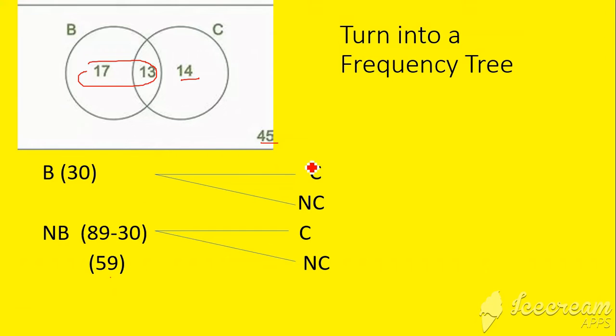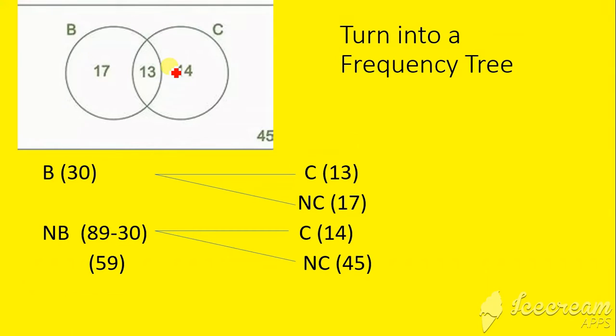Now my next one, which is C, so C given that B's already happened. Yeah. So it's going to be either 17 or 13, and C is just this little bit here, so 13, 17. And my one is not B. Yeah, so it's all my outside. So my C is just going to be my 14, and my one's going to be my 45.